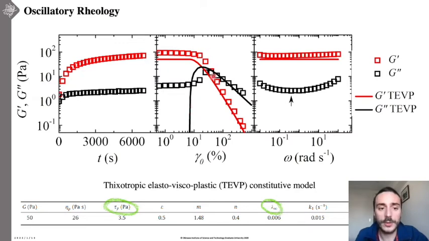So in the amplitude sweep, when we increase the amplitude, the material gets destroyed, and therefore it yields, and G prime becomes lower than G double prime, meaning that in this region, which is often referred to as the LAOS region, the material acquires its liquid-like nature, while in this other regime the material is solid-like.